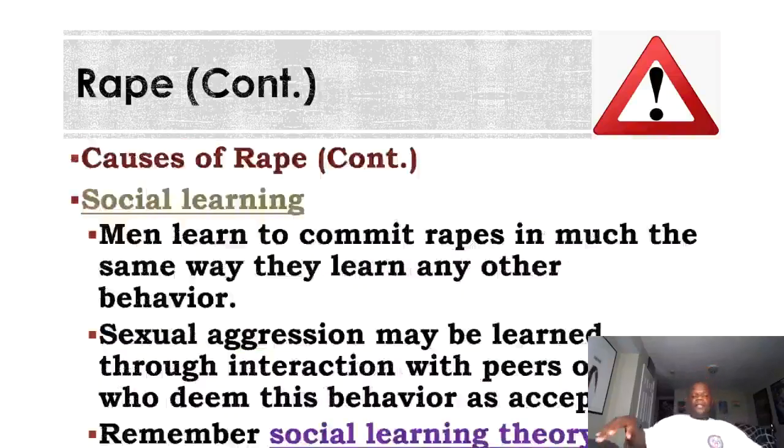Social learning. One of the theories that comes to mind is social learning theory. Men learn to commit these types of offenses much the same way they learn any other behavior. So, for example, this aggression may be learned. It's usually learned through interaction with peers or others who deem the behavior as acceptable. So they've learned to do this. They didn't just know how to commit an assault. They didn't know what to do, how to take somebody, how to make someone submit to their will. They learned it from somebody and they are carrying out what they've learned.